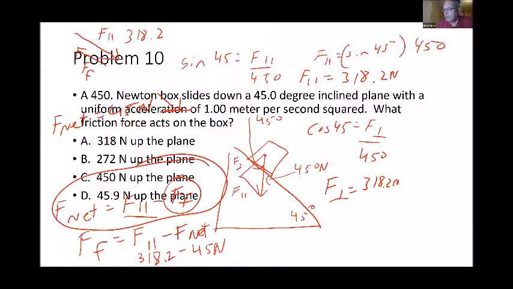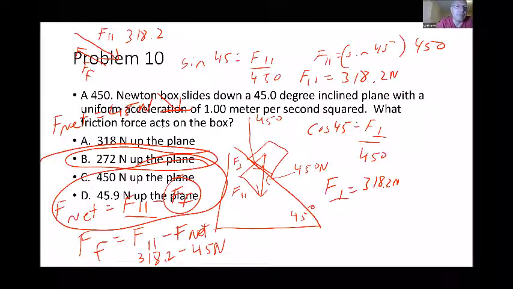So we do the math on that, 318.2 minus 45. We end up with 273.2. And again, I think I used 9.8 when I worked this problem out. So that's our closest answer, answer B. But if you use 10, your answer is going to be more around 273 instead of around 272. All right, does that make sense? Any questions on 10?